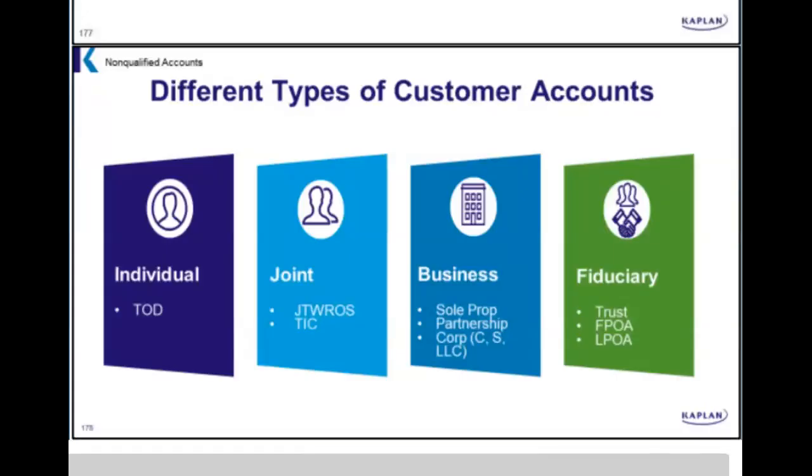Another type of joint account is a TIC. This is a tenant in common. If we have two or more people that would like to open an account, but in the event of one of their deaths, their portion, their proportional ownership of that account, would not automatically pass to the others.